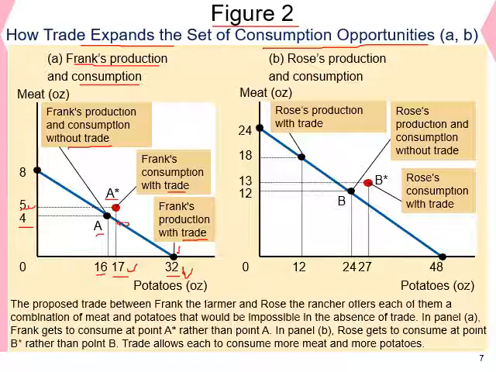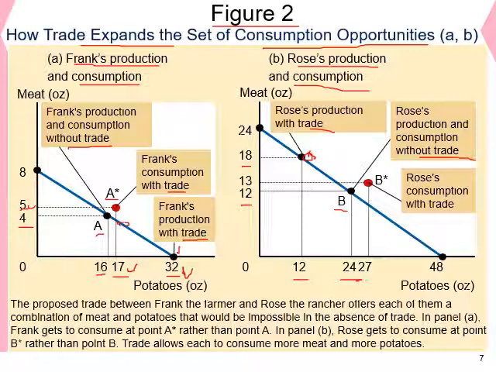On the other end, Rose's production and consumption is as follows. Without trade, Rose was consuming at point B, where she is producing and consuming 12 ounces of meat and producing and consuming 24 ounces of potato. Now with trade, let's assume Rose will be producing at this point. So Rose will use 6 of the 8 hours to produce 18 ounces of meat, and 2 hours to produce 12 ounces of potato.